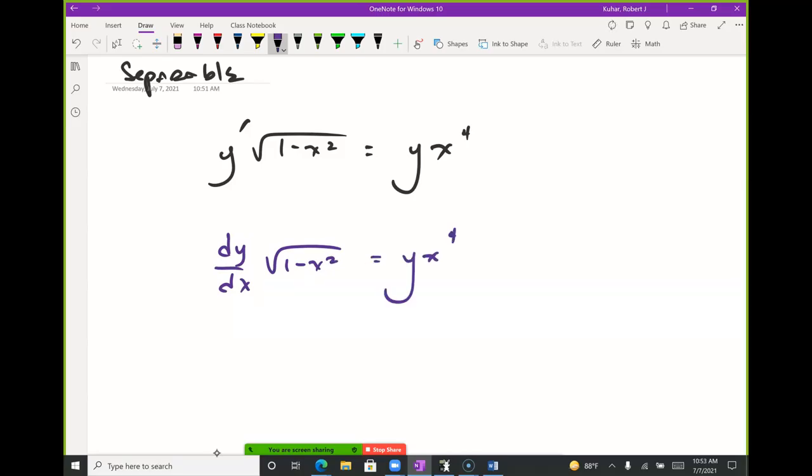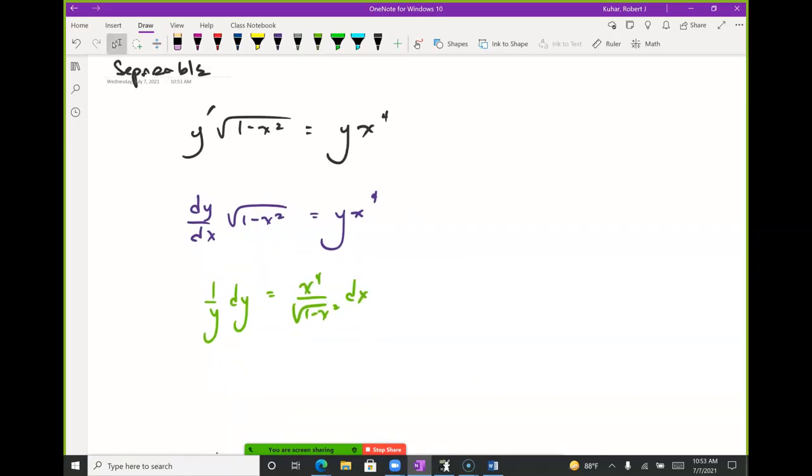And then what's the thought? I want all my y terms on one side by multiplying or dividing. I want all my x terms on the other side by multiplying or dividing, right? No problem up to this point. So I get 1 over y dy equals x to the fourth over square root of 1 minus x squared dx. Well, the left side's easy to integrate, but that's our next process. But is everybody with me here? Is everyone okay here?